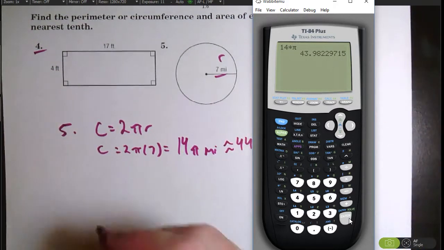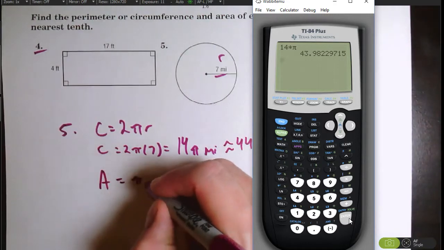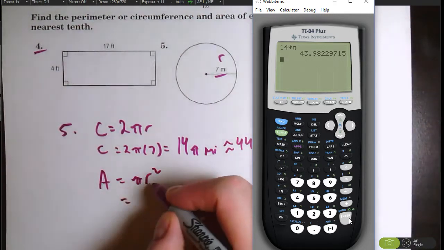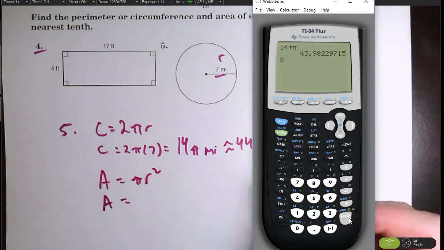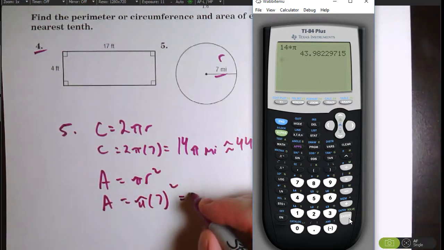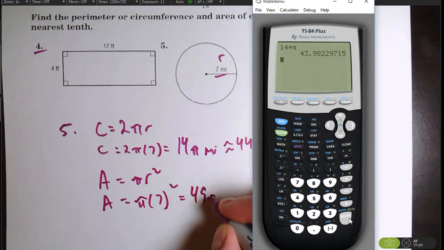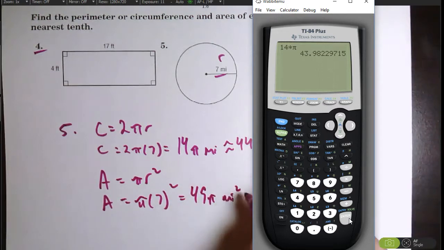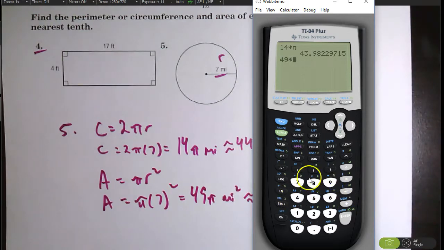And then for area, it's just pi r squared. So again, write the formula out. Plug the number in. Give the exact answer, which is 49 pi miles squared. And then the approximate answer, 49 times pi to the nearest tenth is 153.9.